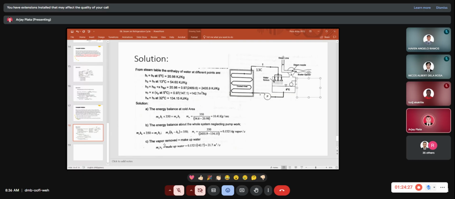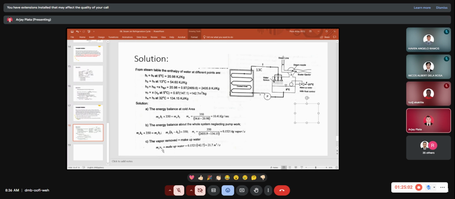So the vapor removed equals the makeup water. May makeup water pala. Okay. So yun, masosolve pala natin yung makeup water. So, masosolve natin yung makeup water using the quantity of the vapor removed. So, yung nawalang amount ng vapor, yun yung ating kailangan para sa makeup water.